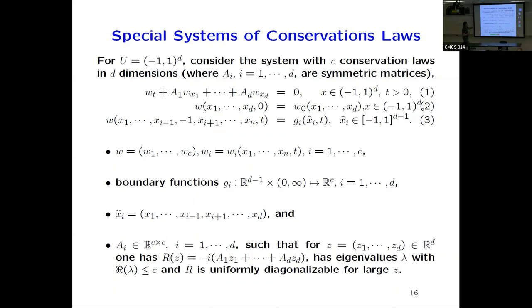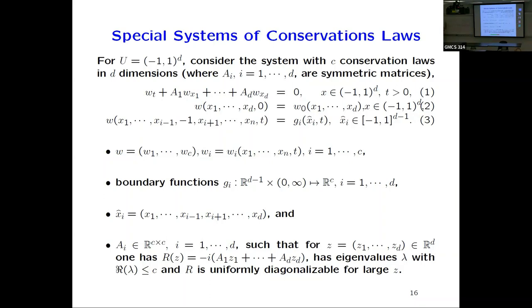So the problem is to consider a system of C conservation laws, in 3 dimensions, where these are symmetric matrices. We have this equation in the dimensions, the one that I wrote there, with x in negative 1 and 1, and t greater than 0. Then we have an initial condition, W naught. We also have a boundary condition, and it is given on this negative one side, so the boundary condition is over here, with G. The other side has no boundary condition. The initial condition is W naught.